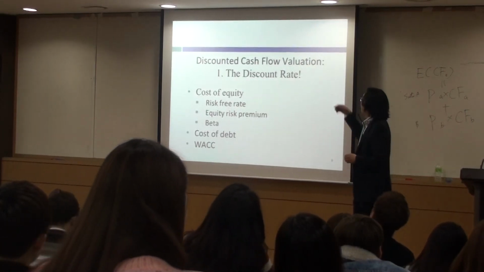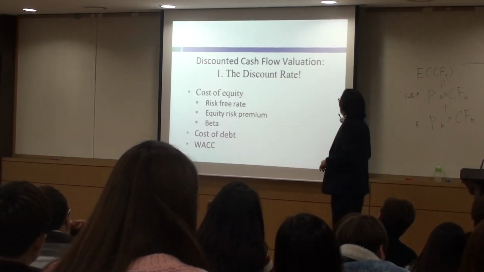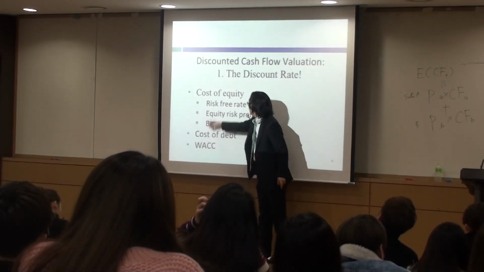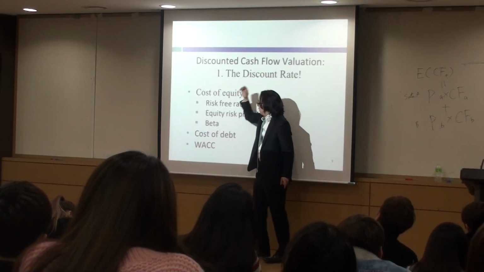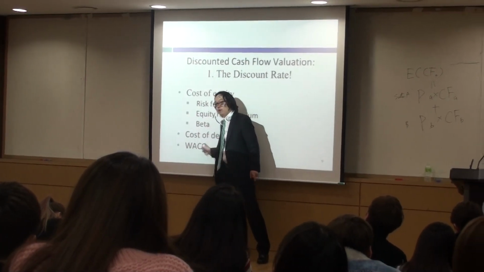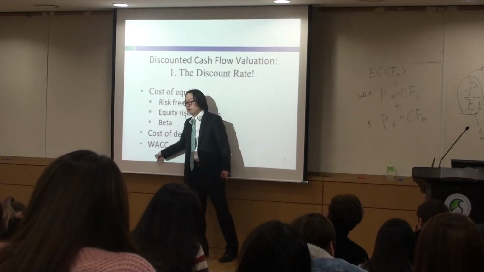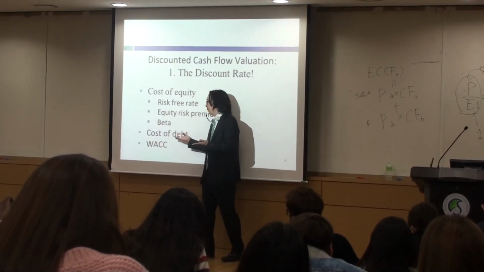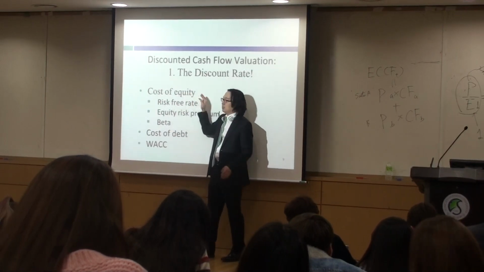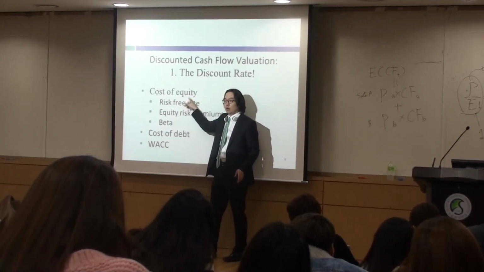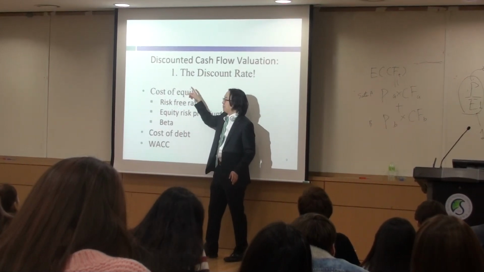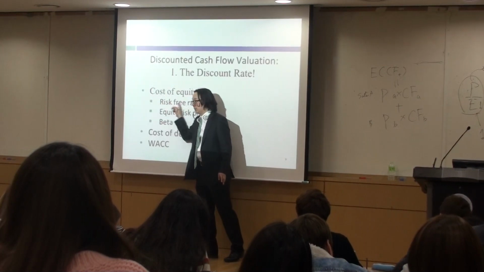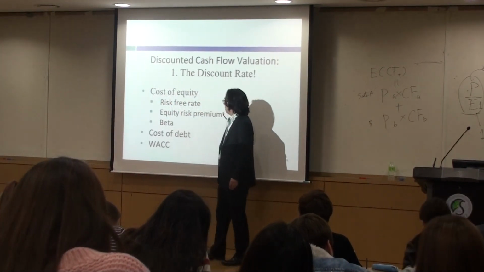Now the discount rate. We have two things here: weighted average cost of capital and cost of equity. The weighted average cost of capital is needed when you are doing firm valuation. This is your discount rate you use in the FCFF model, free cash flow to firm. Cost of equity is what you will use when you use the FCFE model, free cash flow to equity, or the dividend discount model, DDM.